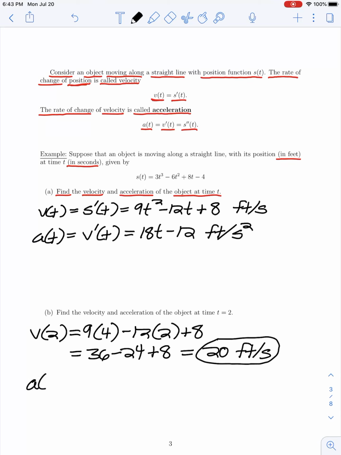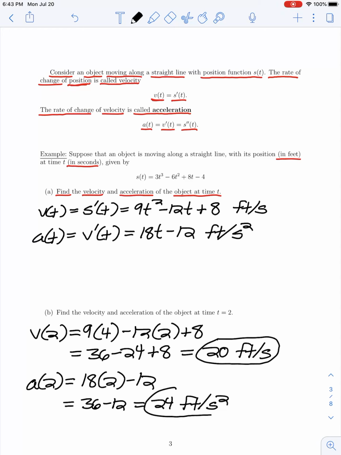And for the acceleration after 2 seconds, we would have 18 times t, which is 2, minus 12. So that is 36 minus 12, or 24, measured in feet per second squared. So one physical interpretation of the second derivative is as acceleration of an object. The second derivative of position would be the acceleration of our object.